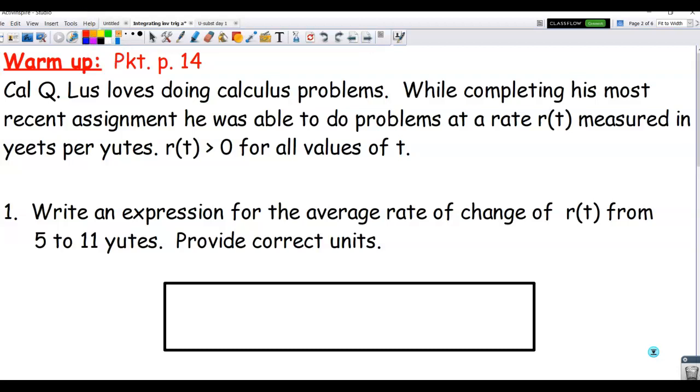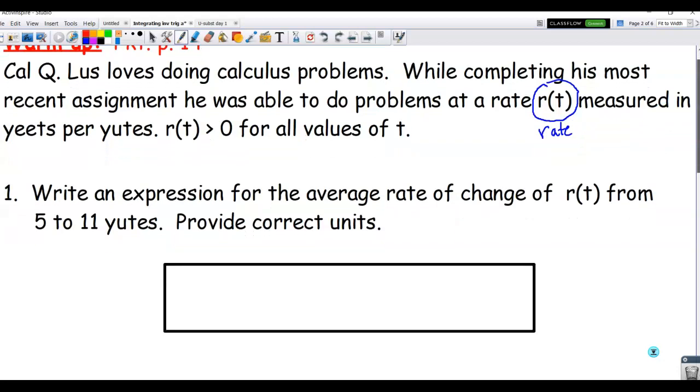What we are given, pay very close attention to this. You have to process the information before you can respond. R of t is the rate at which he is doing his problems measured in some nonsensical units of yeats per utes. So at this time, I want you to stop the video. I want you to do problems 1 and 2, and then I want you to resume the video to see how you do. So let's take a look at problem number 1.